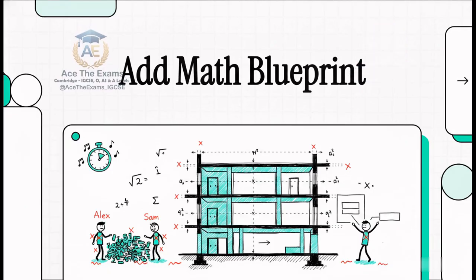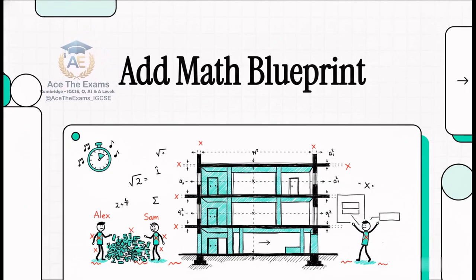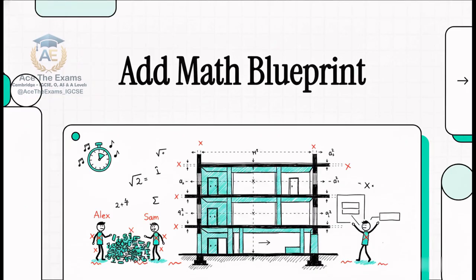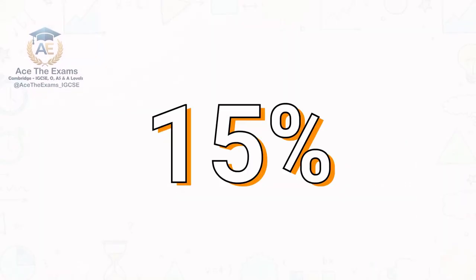Why? Because they are both trying to build a complex house without a blueprint, and their mathematical structures are just collapsing under the pressure. Well, today, we are going to fix that. We are going to design your answer like a master architect, where every single paragraph of your working out is a structural masterpiece. Now look at this number on the screen.